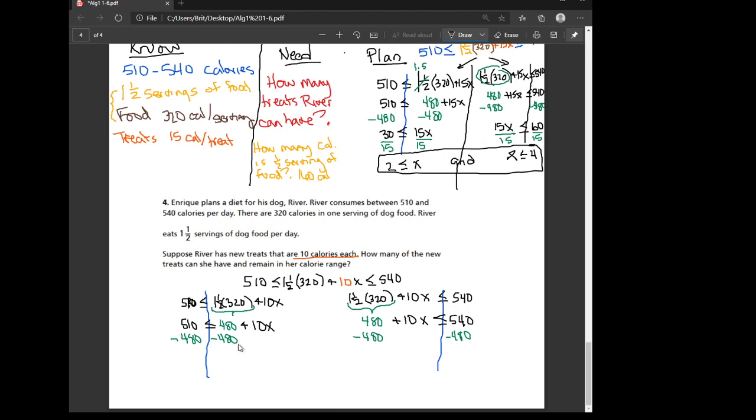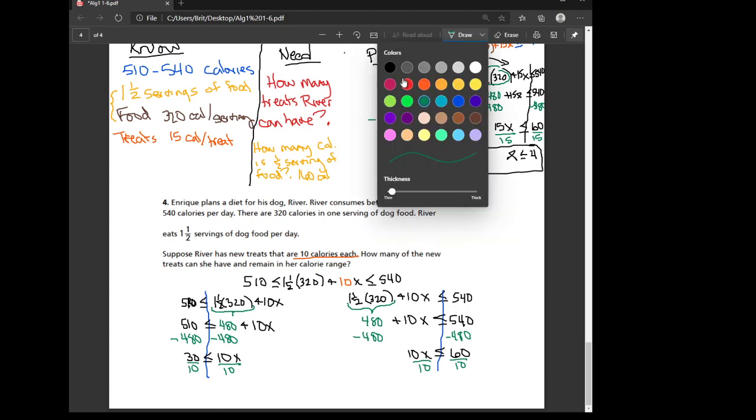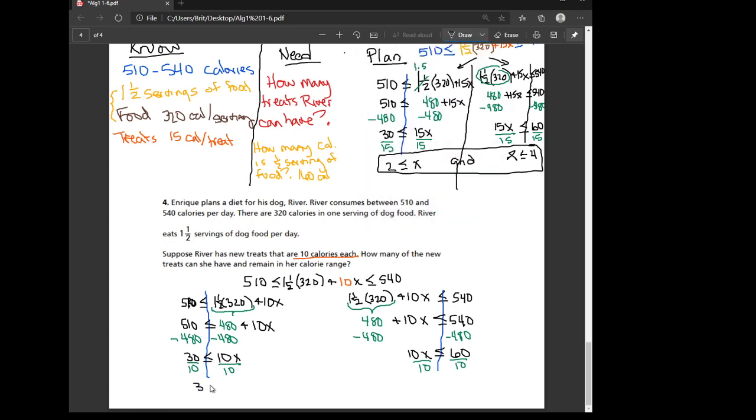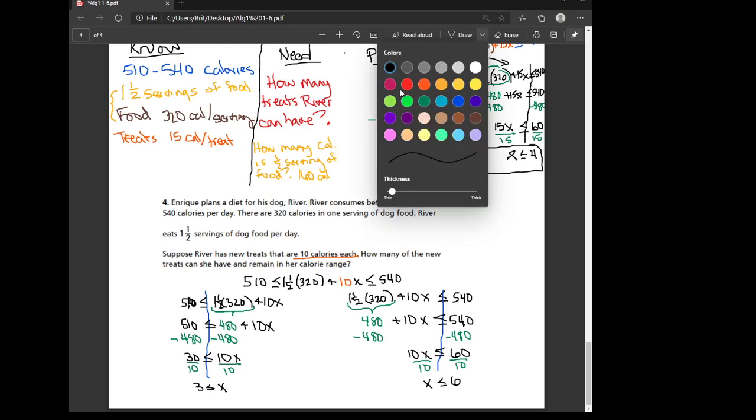Alright, so 510 minus 480, that is 30. Over here, 540 minus 480 is 60. And then our last step, our tail end step, is to divide both sides by 10. So I get that 3 is less than or equal to x, and that x is less than or equal to 6.